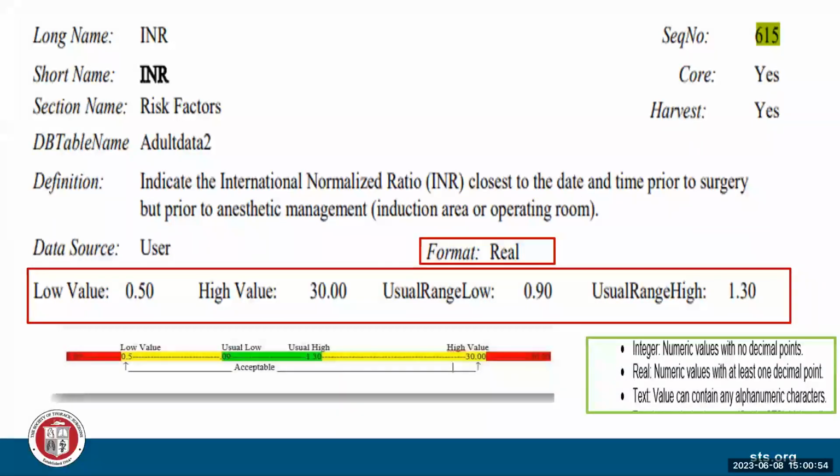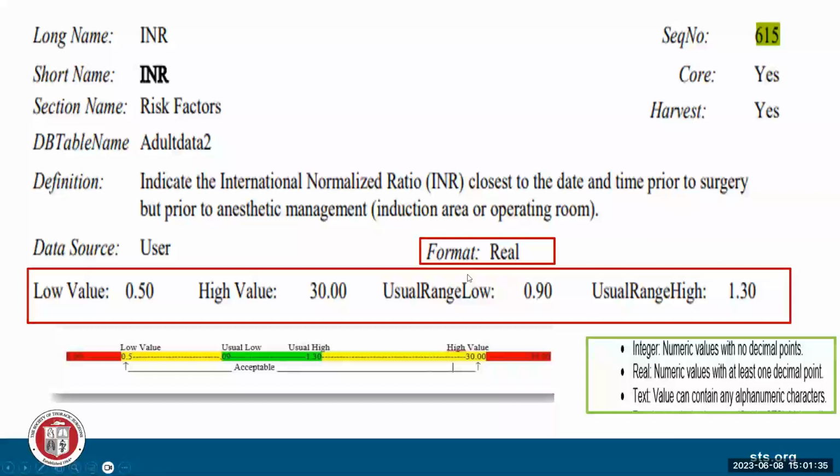So this is INR. So you've got your long name, your short name, which factor section it's in. You've got your definition, you've got your sequence number, and you can see the format here is real. Remember, real numbers are numeric values with at least one decimal point. Now, when you see a data specification such as this that has numbers in it, you're going to see a range. You're going to see a low value, a high value, a usual low, and a usual high. So let's talk about what that means, because I get lots of questions about that.